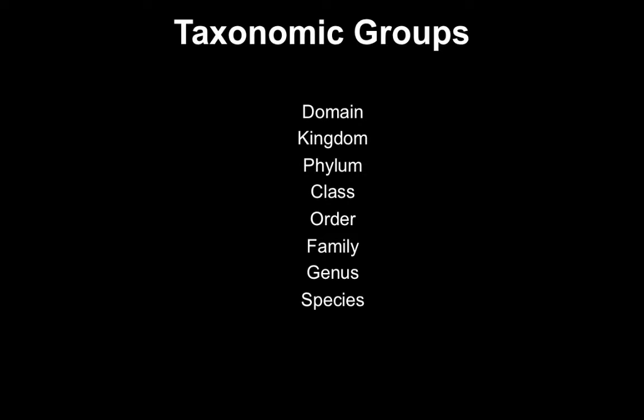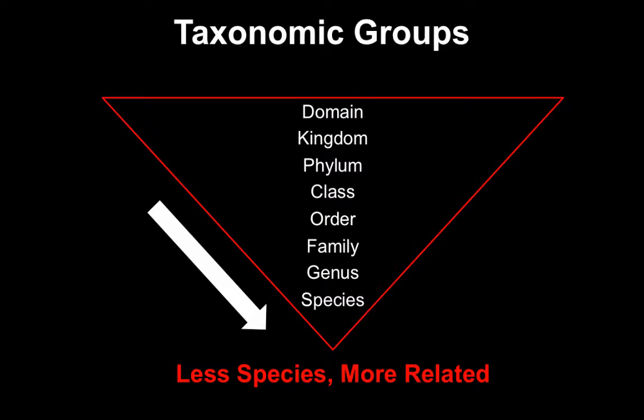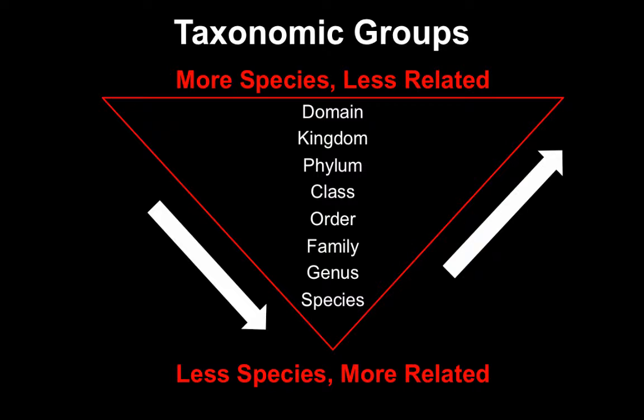Now, when we do classification, we're going to break things down into what we call taxonomic groups. And so the current system looks something like this. Now, I like to show this as an inverted triangle because as you go down, from domain down to species, you're getting fewer and fewer species and fewer individuals, but they're more related. So if you're in the same species, you're extremely related. If you're in the same domain, you're not as related. So as you go up, again, you get more and more species, but they're less and less related.